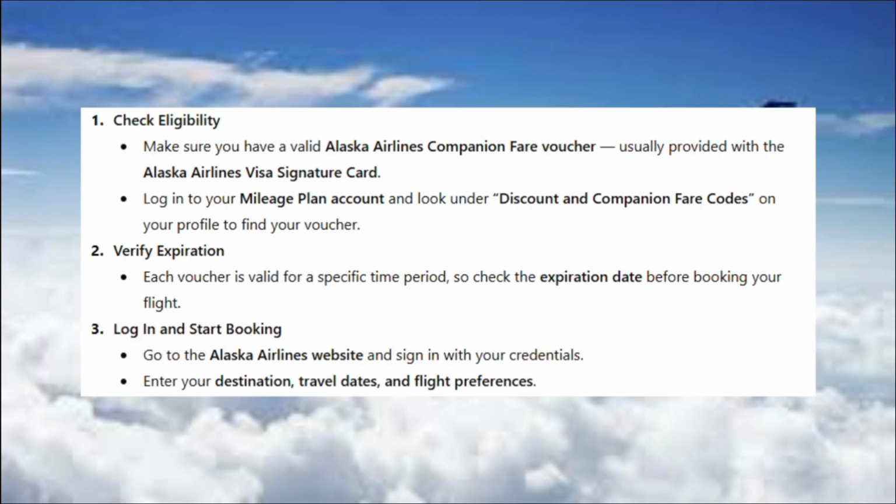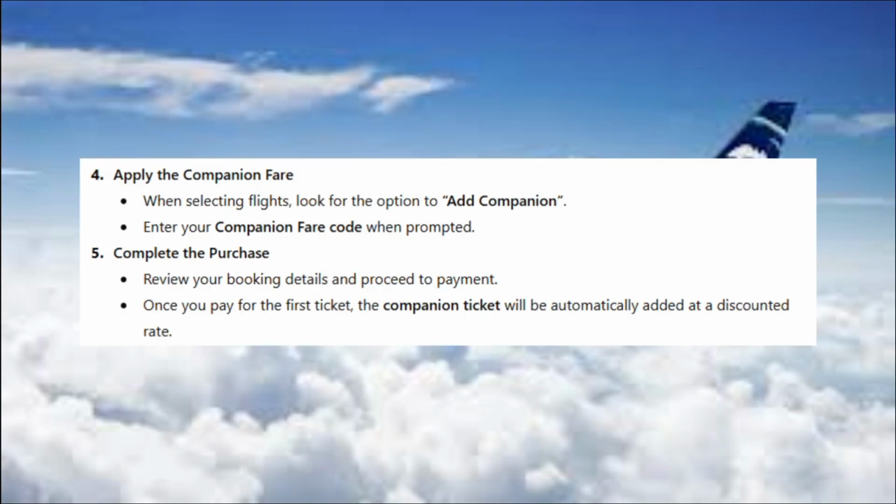Then log in and start booking. Go to the Alaska Airlines website and sign in with your credentials. Enter your destination, travel dates, and flight preferences. Then apply the companion fare. When selecting flights, look for the option to add companion. Enter your companion fare code when prompted.